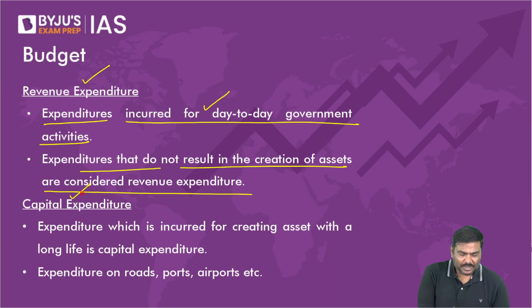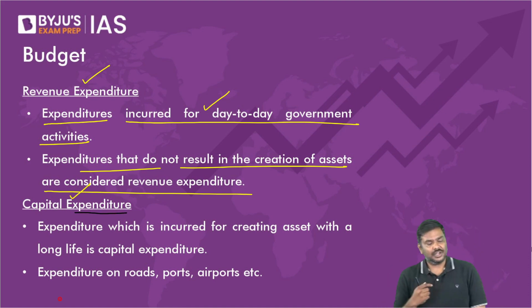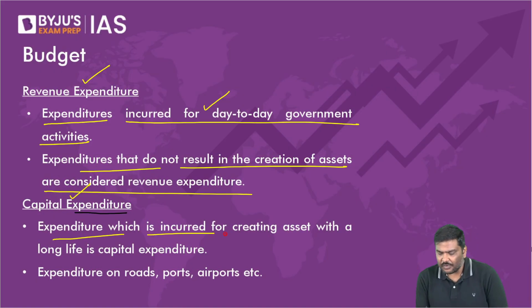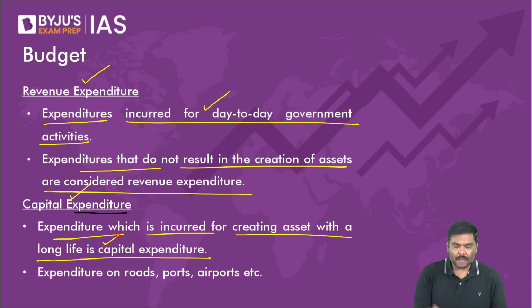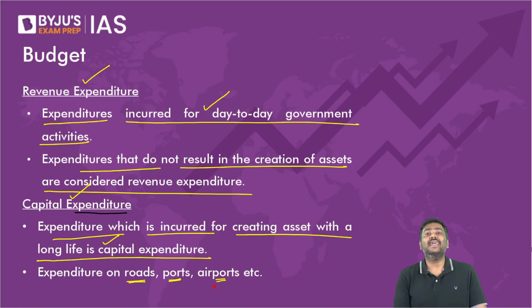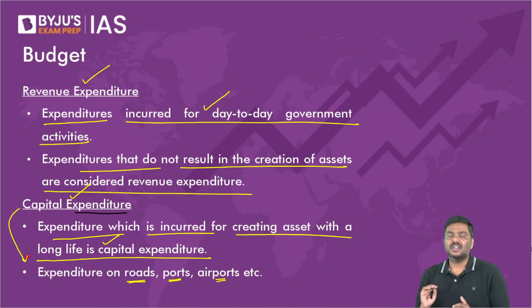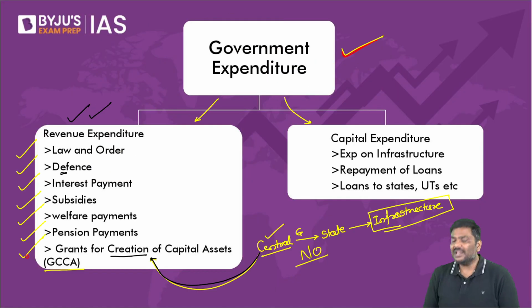Now please look at capital expenditure. Have a look at capital expenditure. Expenditure which is incurred for creating an asset with a long shelf life, a long time period, is called capital expenditure. For example, if government will spend money on construction of roads, airports, ports, etc., all of them will be kept under the concept of capital expenditure itself. Let me show it to you. Capital expenditure will consist of expenditure on infrastructure.